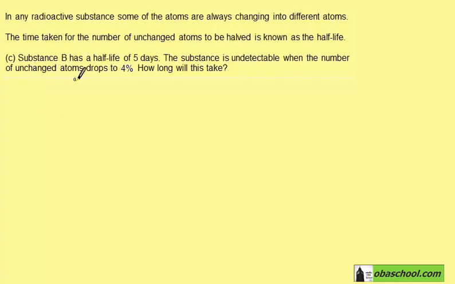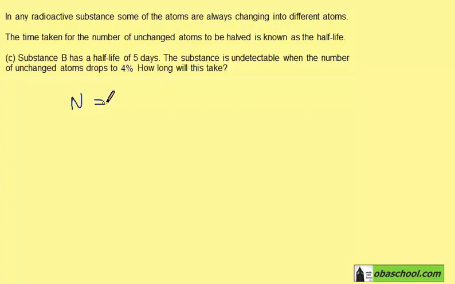Substance B has a half-life of 5 days. The substance is undetectable when the number of unchanged atoms drops to 4% of the original. How long will this take?